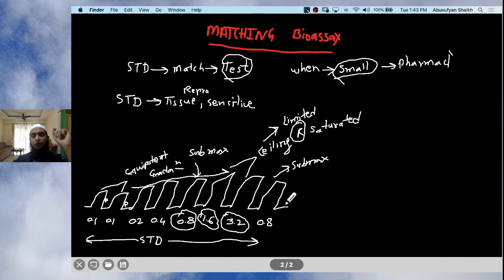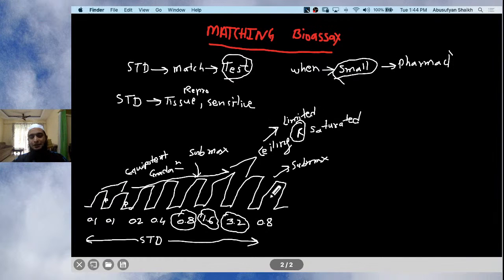Now the first thing, we need to select an appropriate test dose which falls in between the DRC. Okay, so whatever response of the test dose that you get, it should be bigger than the response of the 0.1 ml, and it should be smaller than the response of the 1.6, that is the maximum response. The dose of the test that falls in this range, you can select as the final test dose.